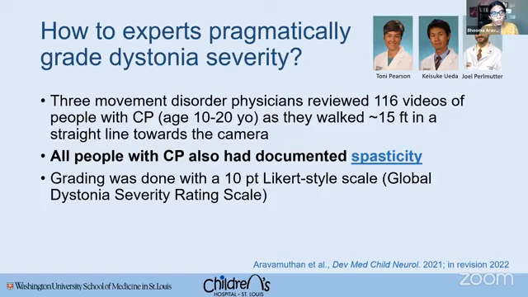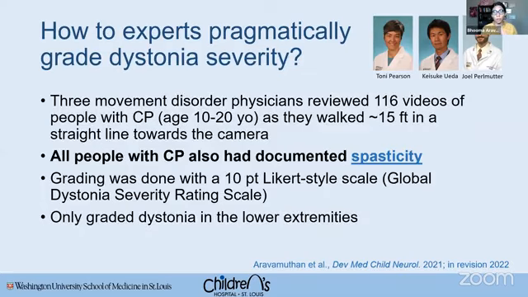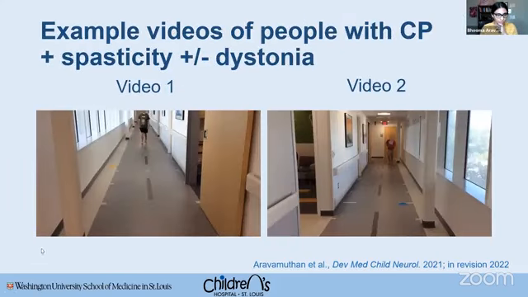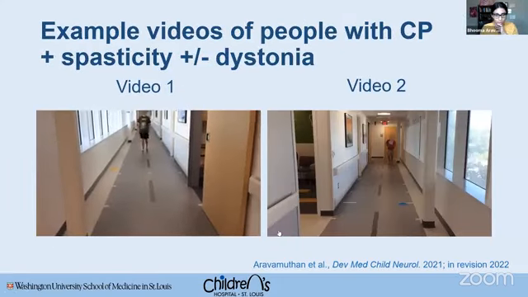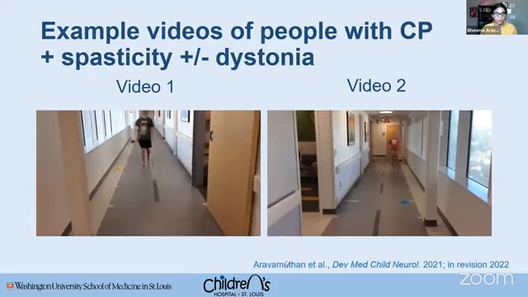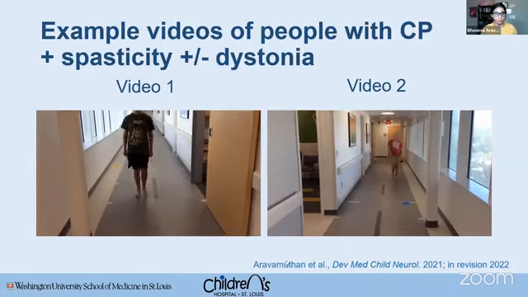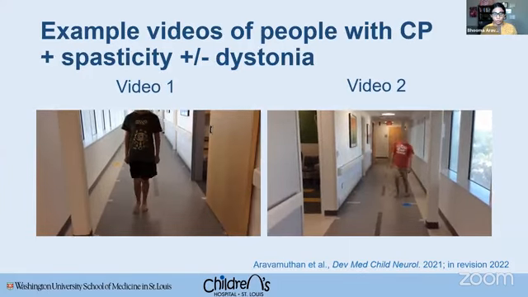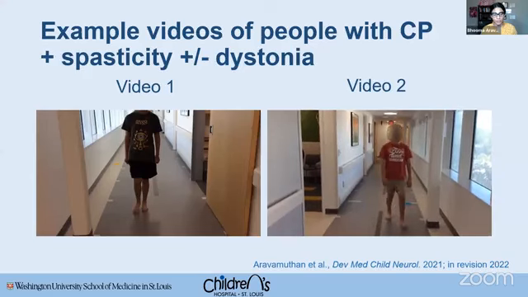And then we had experts rate dystonia severity on a 10-point scale called the Global Dystonia Severity Rating Scale. 0 is no dystonia, 10 is severe dystonia. And we only looked at dystonia in the lower extremities, in the legs in these videos. So here are some example videos. And as they play, I'll have you think about who in these videos might have dystonia.